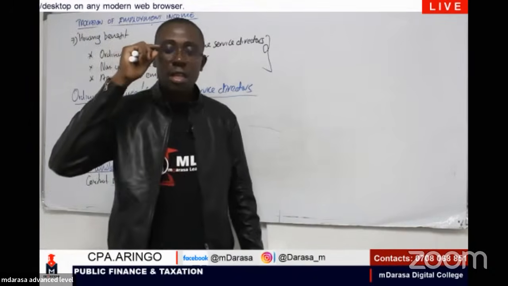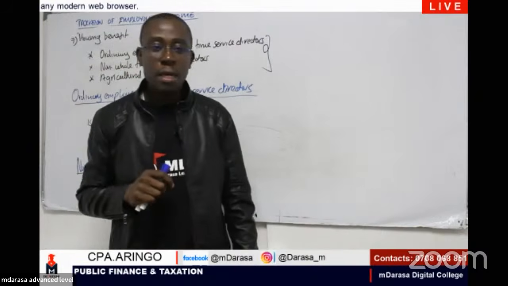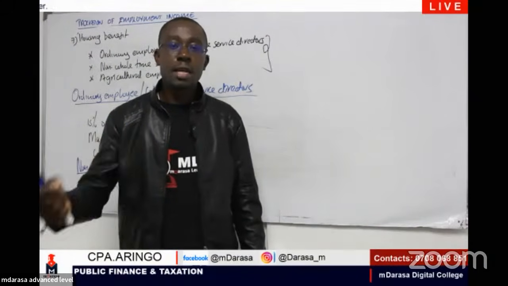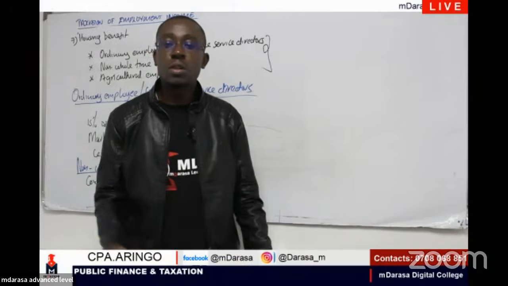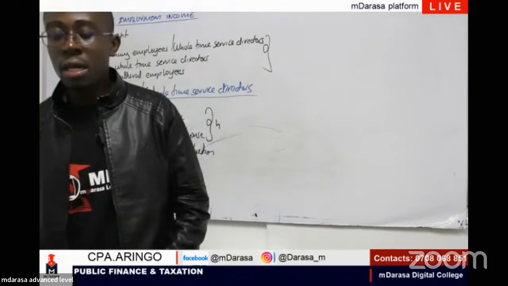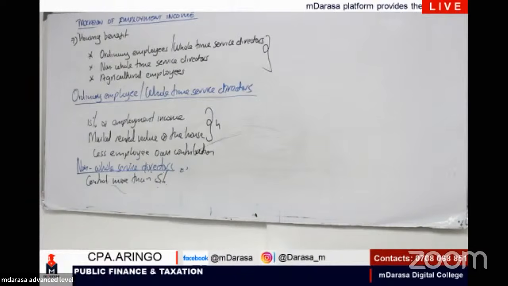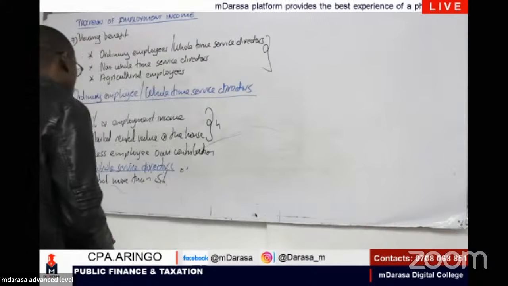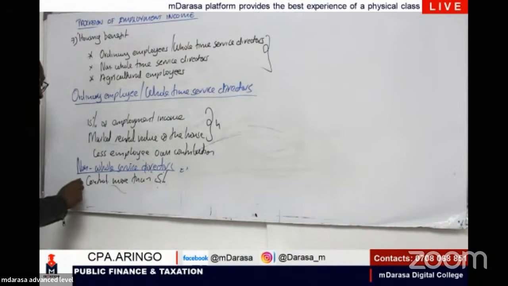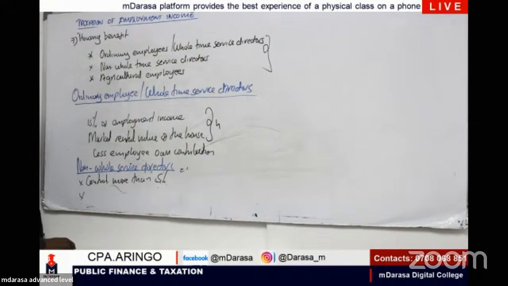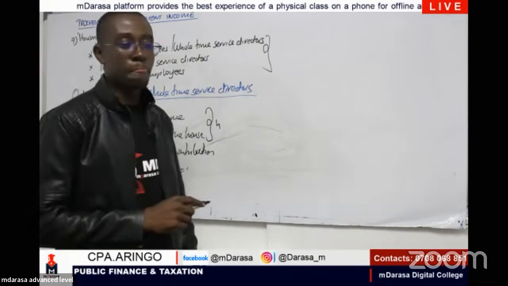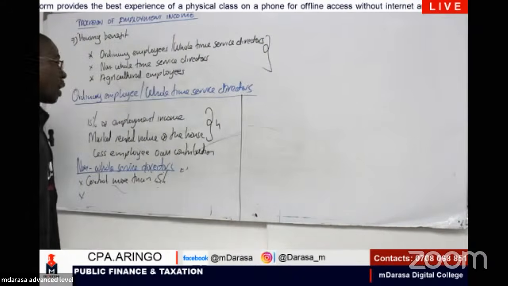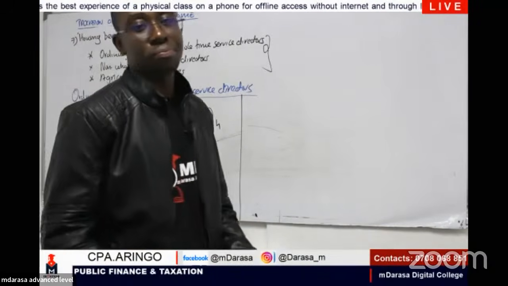Another way that you can identify a non-whole-time service director, my good students, is a case whereby this person has not dedicated most of his or her time to the work. Maybe he's there only once in a while. So these are the distinguishing characteristics that you can clearly say these are non-whole-time service directors. So how are we going to determine the housing benefit of a non-whole-time service director?